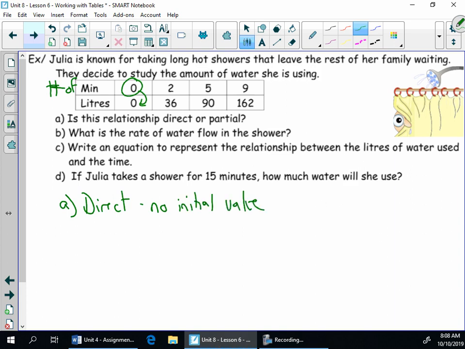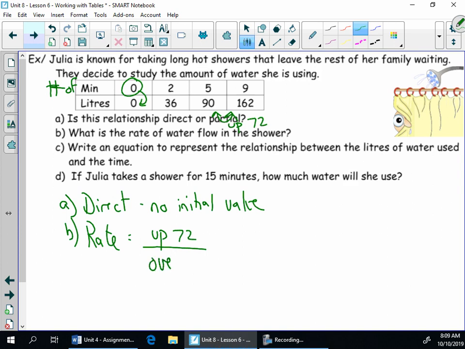Okay, I want to find the rate. We do our up and over trick, right? Well, look at this table. It's arranged in a slightly different way this time. So I have to think about where the up and over comes from. The up is always the second thing in the table. That's the difference between any 2 points here. So if I go from 90 to 162, I've gone up 72.